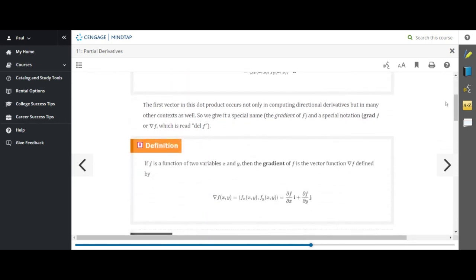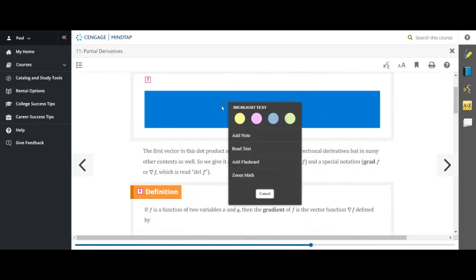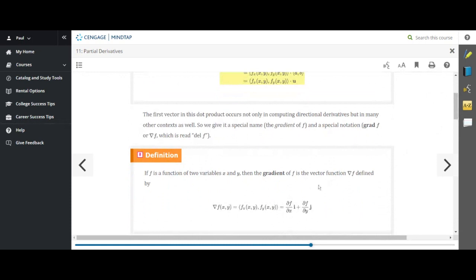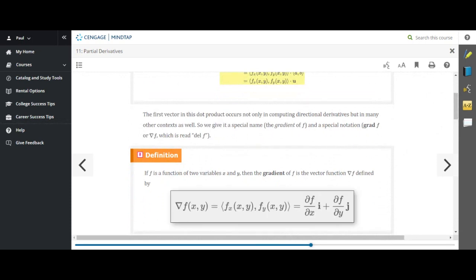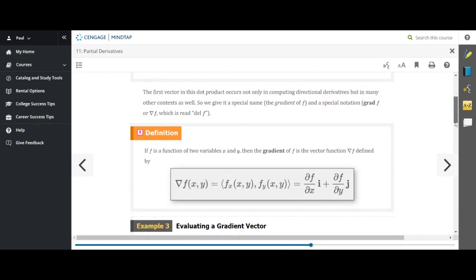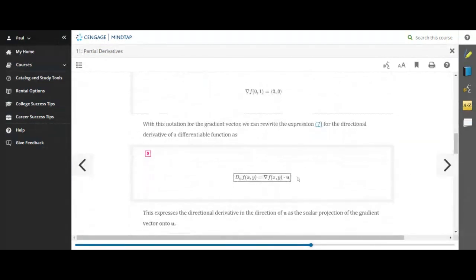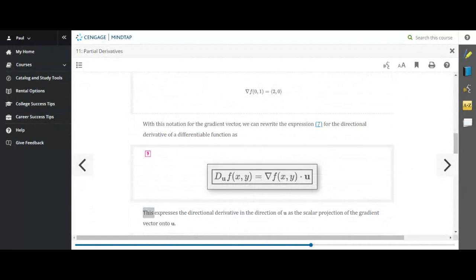Okay, so let me just see here. Maybe I can highlight this. Well, there it is, the gradient vector. So now the directional derivative can be expressed as the dot product of the gradient vector with the unit vector. Okay?